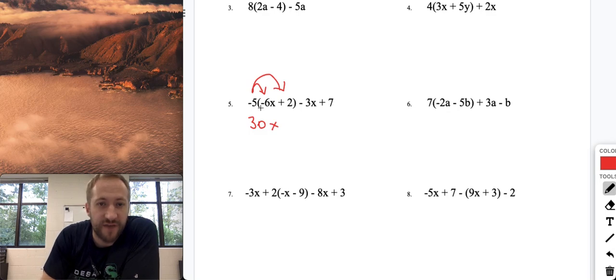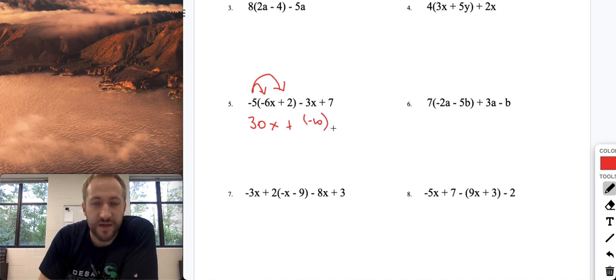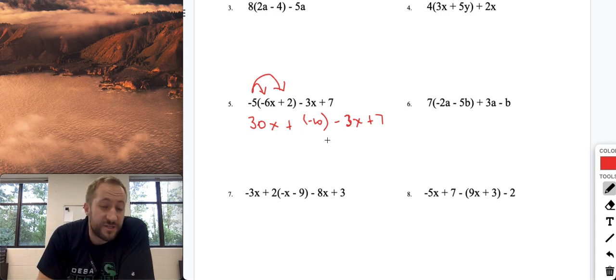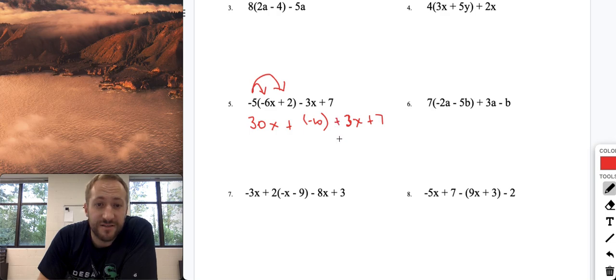All right, so negative 5 times negative 6 is positive 30. Bring down the x, and then I have my plus sign right there. Negative 5 times 2 is negative 10. I'll keep it separated with parentheses to keep that addition sign away from the negative sign. And then I'm going to bring down everything else that was left because it wasn't in the parentheses. So now I'm going to combine like terms. Before I do this though, I always change all these subtraction signs into addition signs and change the sign of the following number.